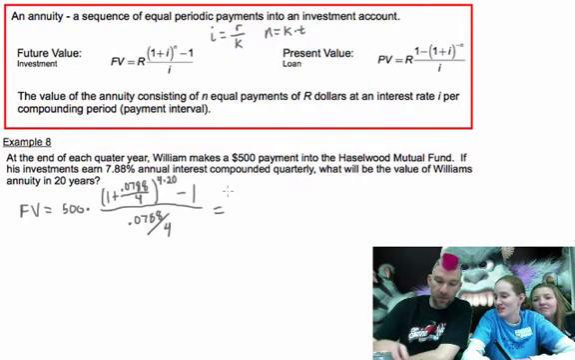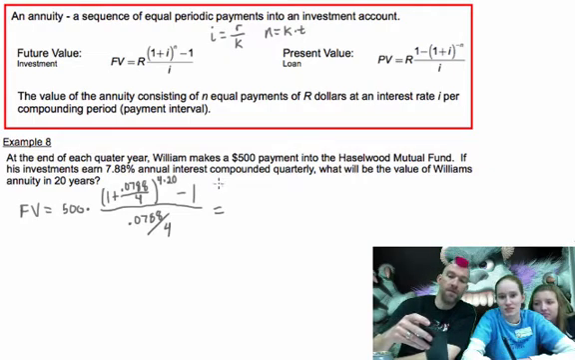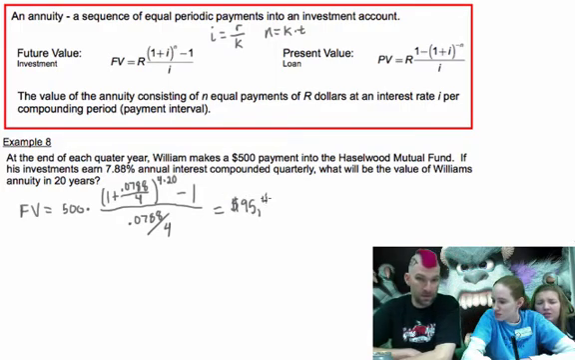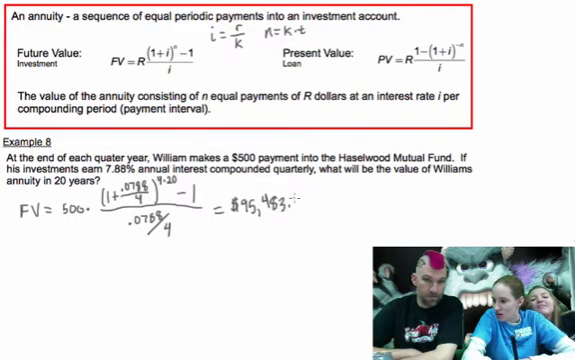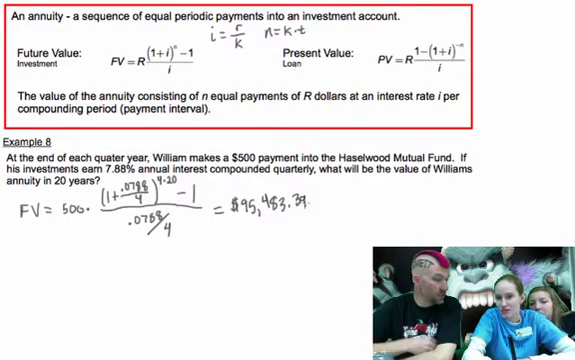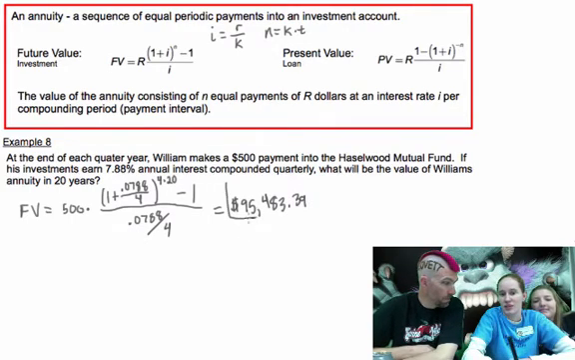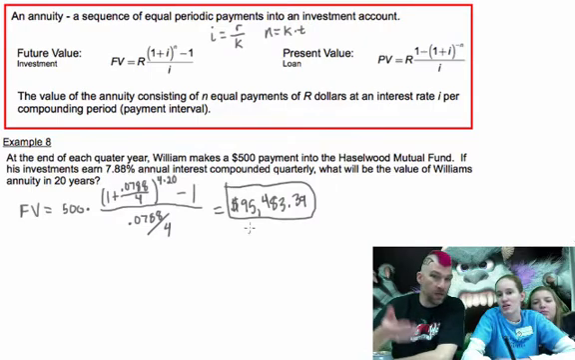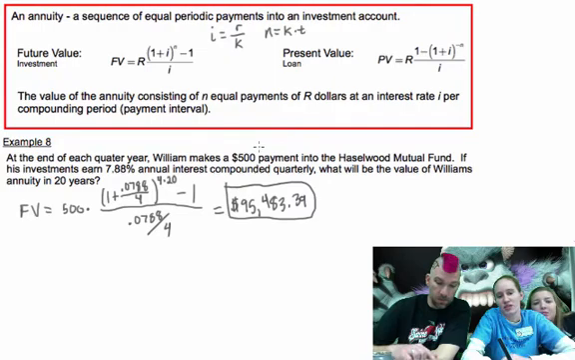Wow, that's quite a hefty little sum over 20 years there. $95,483.39. Now, can we just take a quick side note here and compare? How much money did we really invest? So $500 each month for 20 years. So 500 times 12 times 20.